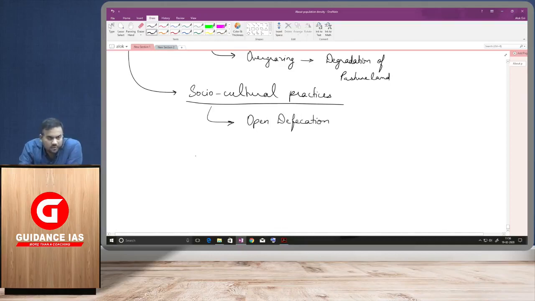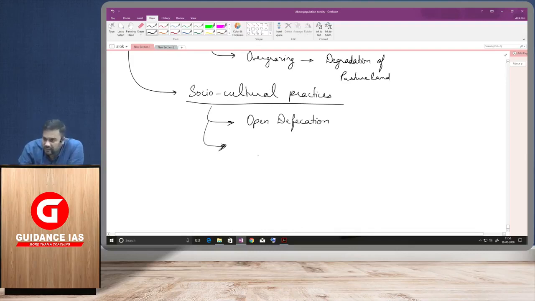When the population was lower, it was not so much of a problem. But now what has happened, population has increased. Thus the open defecation would become a very, very severe problem. And it is leading to lots of, you can say, pollution in these areas.